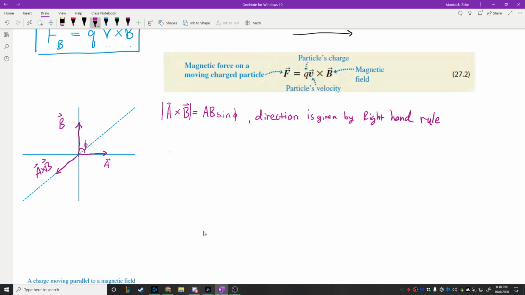That's pretty much it. Palm up. Yes, Astro Lover. Point your fingers in the direction of A with your palm facing upwards, and then your thumb will automatically point in the direction that you need to go. That's the right-hand rule. That's pretty much it.